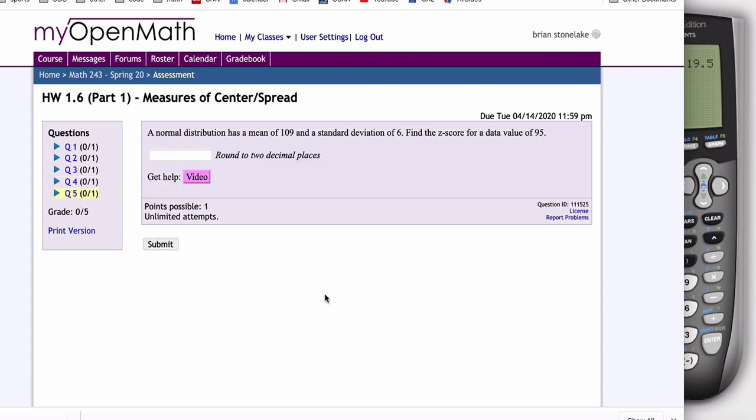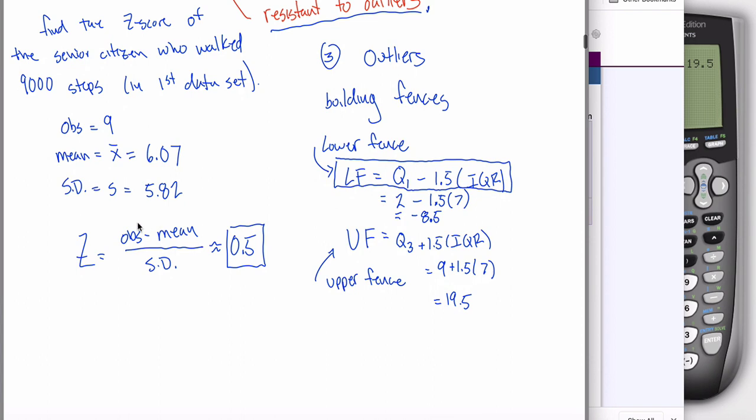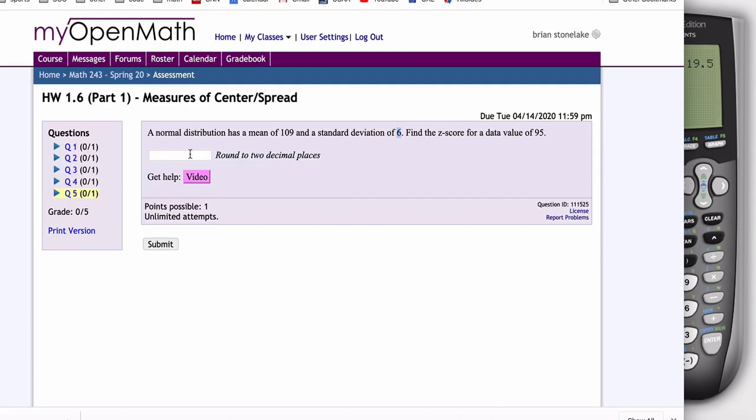Question number 5, the last one on the homework. Z-score. It's just like what you did. To figure out the z-score, you always need to know an observation. There it is. The mean. There it is. And the standard deviation. There it is. And then you put all those into a formula, one that looks a lot like this, where you subtract the mean from the observation, then divide that answer by the standard deviation. You get your answer and you put it in right here.